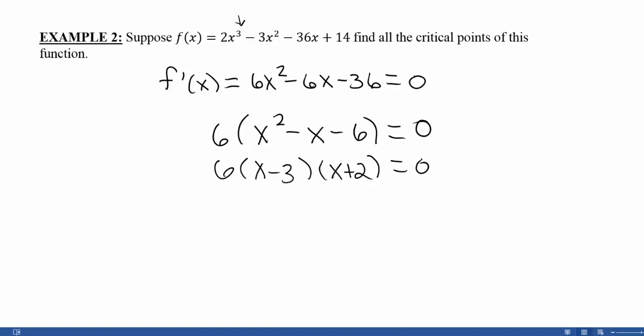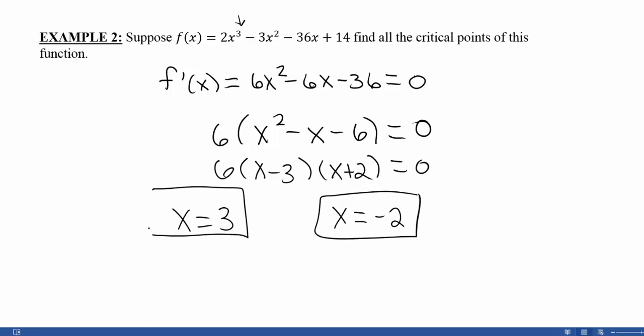Well, I know that 6 doesn't equal 0 because 6 equals 6. So I can take each factor and set them equal to 0 to get my critical points. So if x minus 3 equals 0, that tells me that x would have to equal 3. If x plus 2 equals 0, that tells me that x would have to equal negative 2.